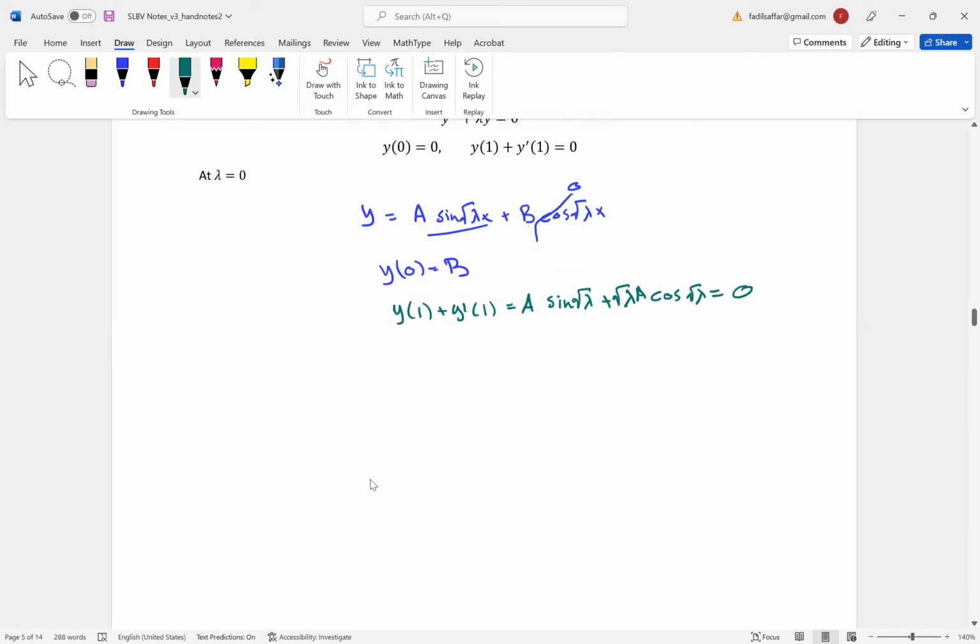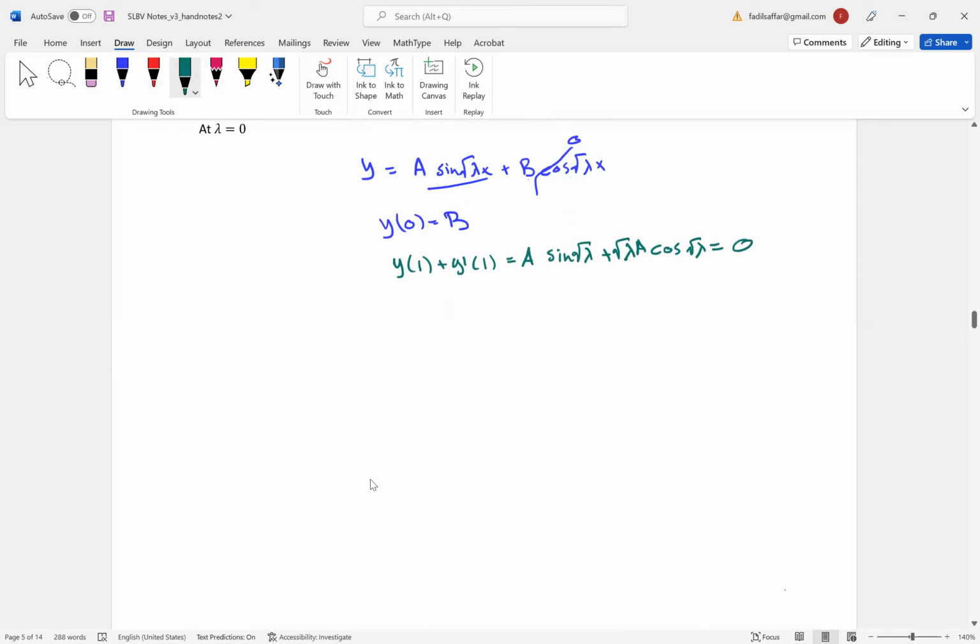So in this case, again, if we take a as a common factor, we have sine square root of lambda plus square root of lambda cosine square root of lambda. Again, A cannot be zero, otherwise the whole solution is just zero. And we want this expression here to be zero, and that will give us the non-trivial solution. And this, again, is our characteristic equation.